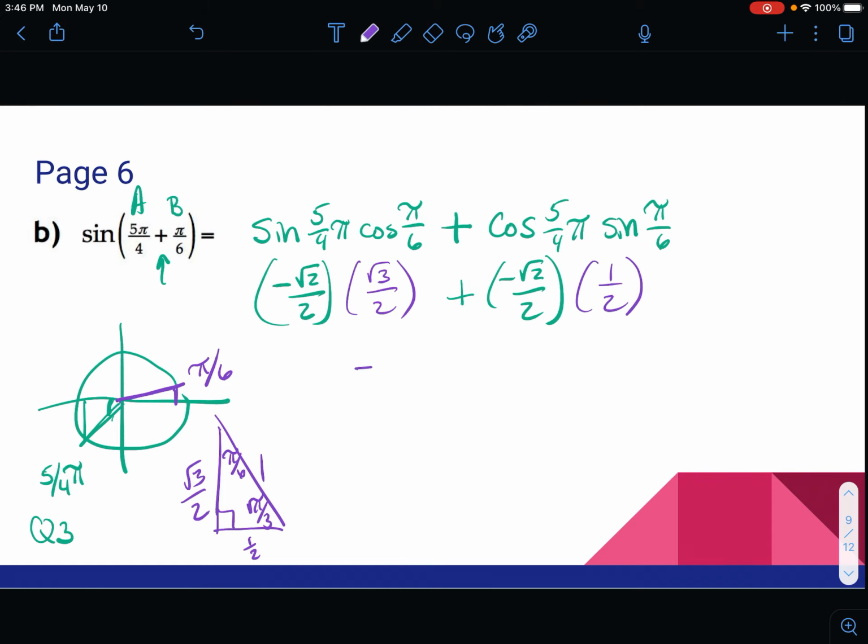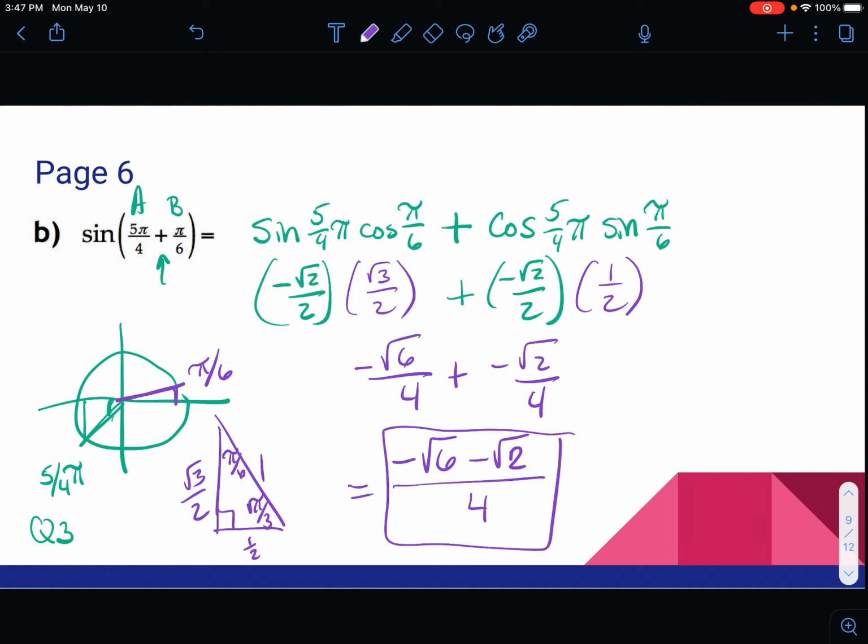So let's continue on. I get negative radical 6 over 4 plus negative radical 2 over 4. And I can go ahead and combine those fractions: negative radical 6 minus radical 2, all over 4. Again, this is an exact answer. If you were to put this in the calculator and put the original in the calculator, you should get the same decimal approximation. That is your sanity check to make sure that you did it correctly.